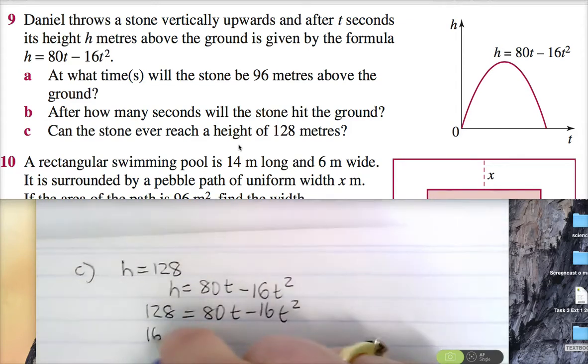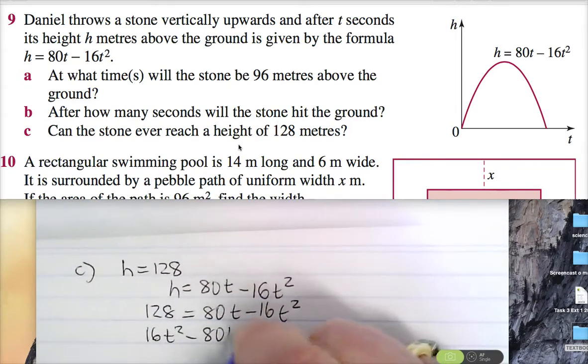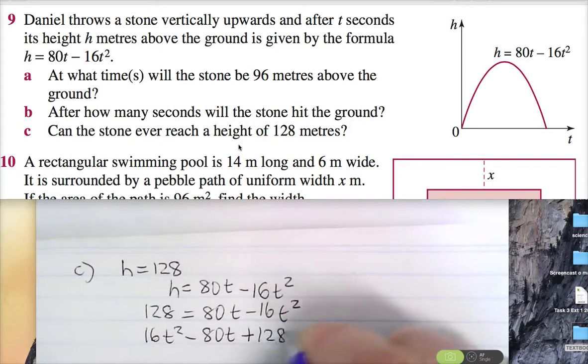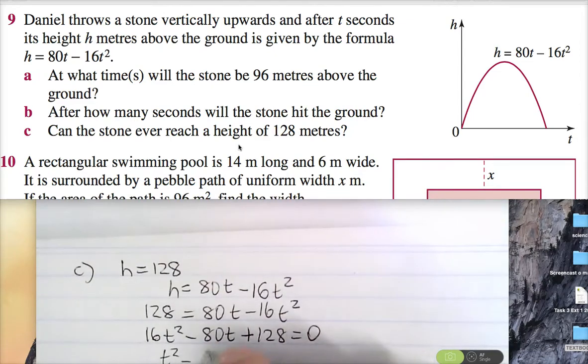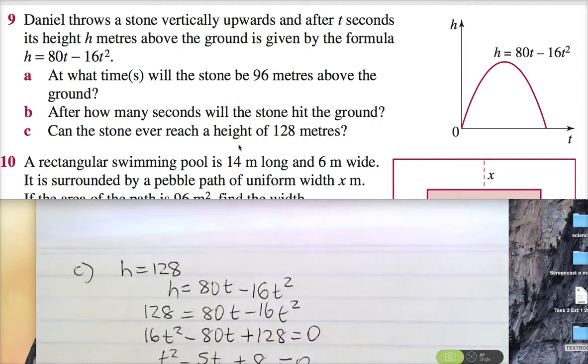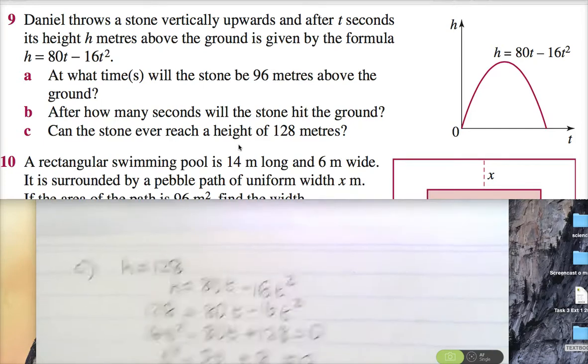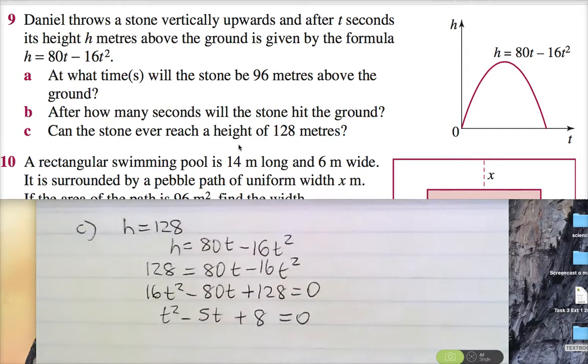And they can all be divided by 16 again. Can you divide? Yep. All right, apparently they can all be divided by 16 again. It's 8. And we get t squared minus 5t plus 8. Now, girls, I cannot think of factors of 8 that add up to negative 5. What are the factors of 8? 8 and 1? 4 and 2?